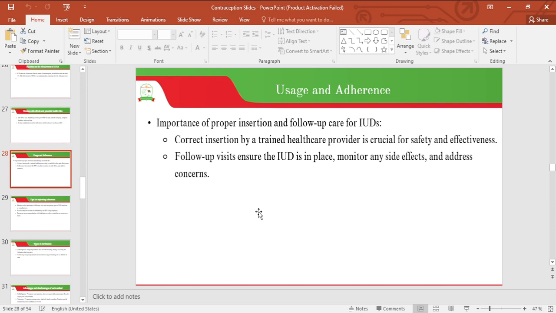Let's look at the usage and adherence. The importance of proper insertion and follow-up care for intrauterine devices. Correct insertion by a healthcare provider is crucial for the safety and effectiveness. Follow-up visits ensure that the intrauterine device is in place, monitoring of any side effects and also addressing any other concerns that arise.